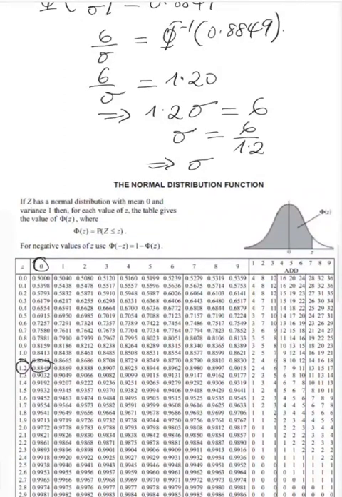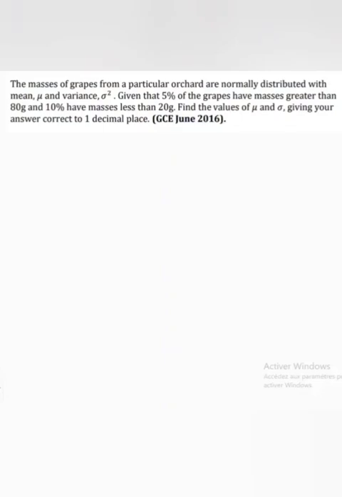So we have that sigma equals 5. In the next question, we have this question from Further Mathematics of GCE June 2016. It says the masses of grapes from a particular orchard are normally distributed with mean mu and variance sigma squared. Given that 5% of the grapes have masses greater than 80 grams and 10% have masses less than 20 grams, find the values of mu and sigma, giving your answer correct to one decimal place.